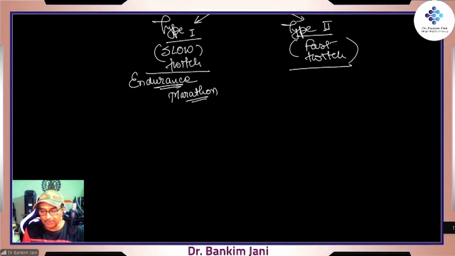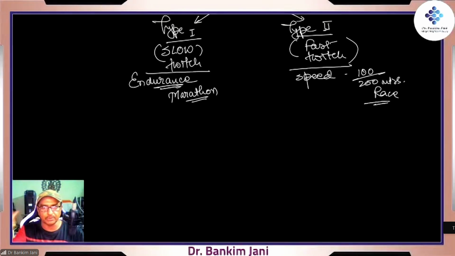When it comes to fast twitch, it is for speed. So that means it is like a 100 or 200 meter dash, right? A 100 or 200 meter race, where you give your full heart and soul and in 10-15 seconds the whole thing is over. But the same thing is true when you are running a marathon and at the finish line you are going for your personal best record, so you are sprinting. So it happens. Everyone will have both types of muscle fiber.